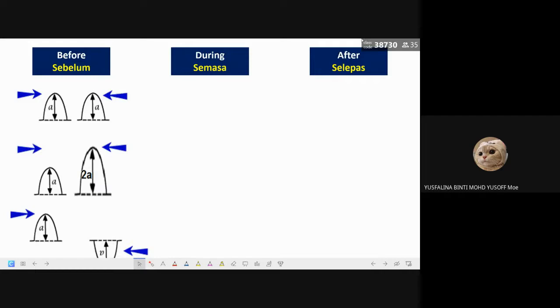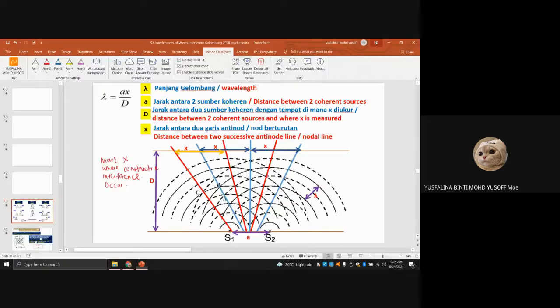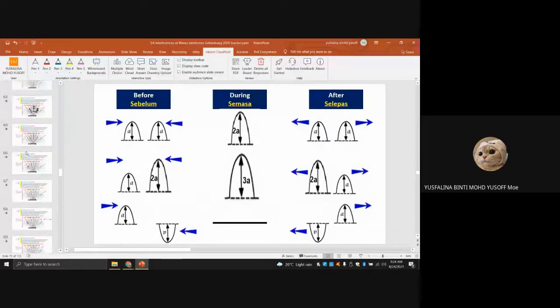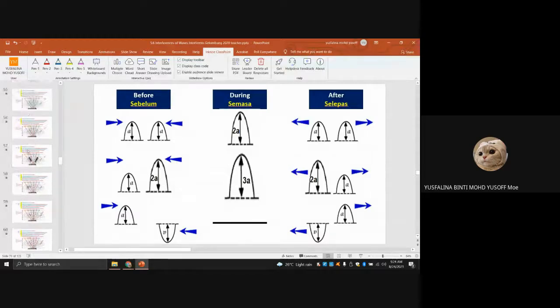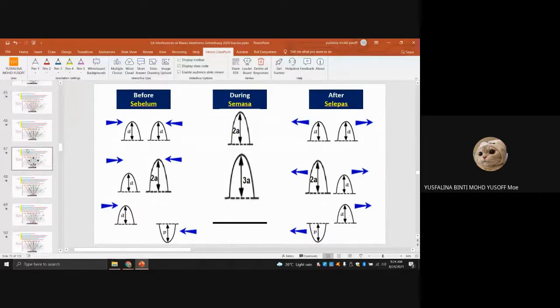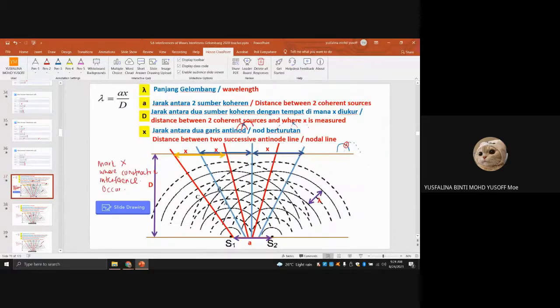Okay, so we move on to the next one. Actually, the diagram that you used to mark the X is to describe a formula. Okay, let me erase this first.